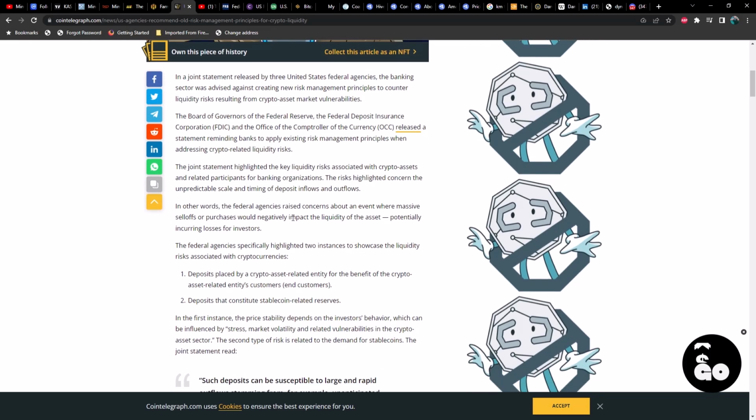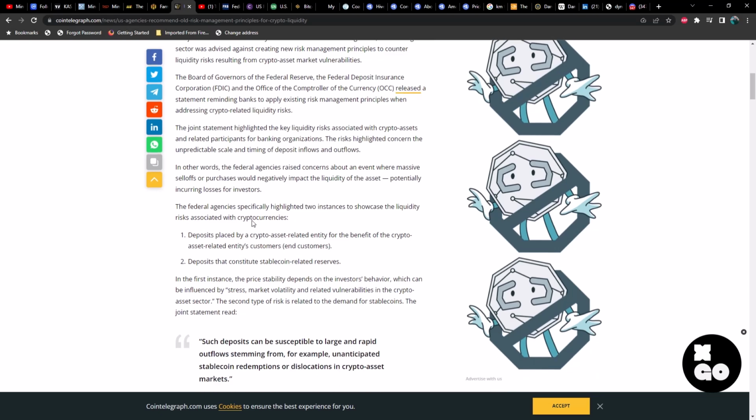In other words, the federal agencies raised concerns about an event where massive sell-offs or purchases would negatively affect or impact the liquidity of the asset, potentially incurring losses for investors. The federal agencies specifically highlighted two instances to showcase the liquidity risks associated with cryptocurrencies. Number one, deposits placed by a crypto asset-related entity for the benefit of the crypto asset-related entity's customers, or the end users or customers. And number two, deposits that constitute stablecoin-related reserves.